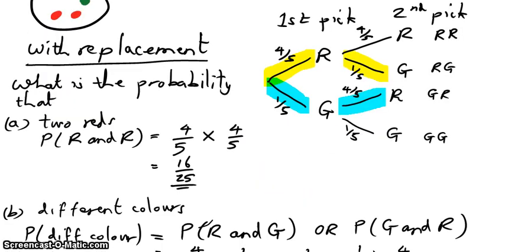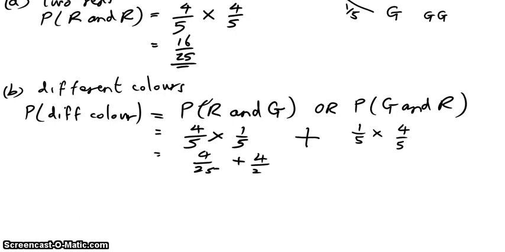4/25 plus 4/25. Hang on, sorry, the screen has gone a bit haywire there. Okay, there it is. Sorry, I have no idea what happened. Which gives us 8 chances in 25.